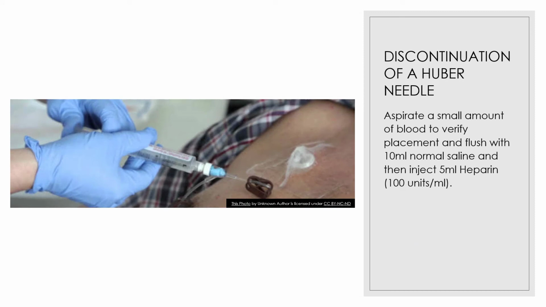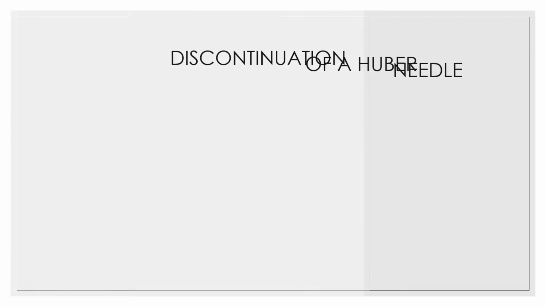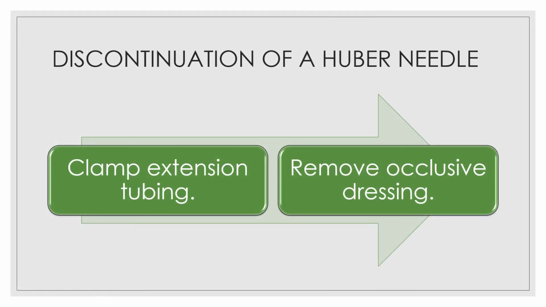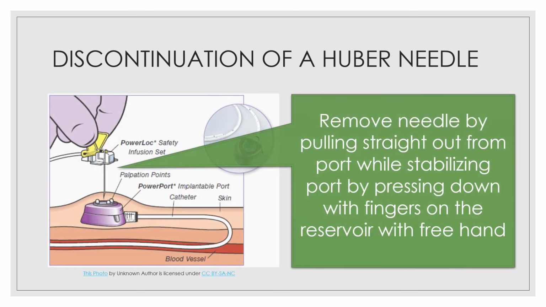Next, we're going to aspirate a small amount of blood to verify placement, and then flush with 10 milliliters of normal saline. After that, we are going to inject 5 milliliters of heparin, and it is the 100 unit per milliliter version of the heparin. We're going to clamp the extension tubing and remove the occlusive dressing. We are then going to remove the needle by pulling straight out from the port while stabilizing the port by pressing down with fingers on the reservoir with our free hand.